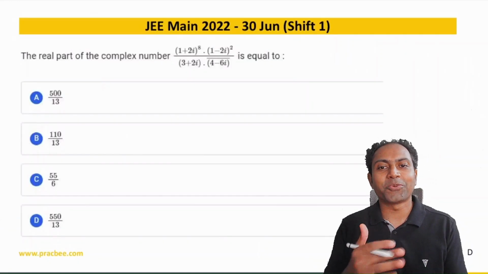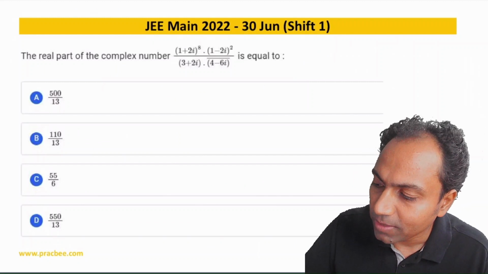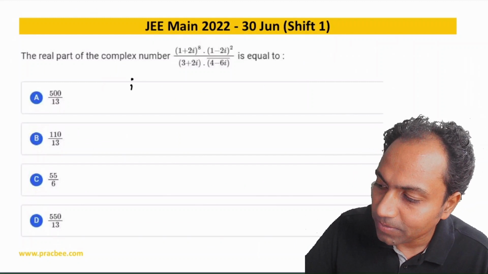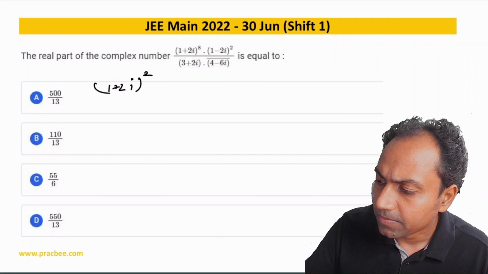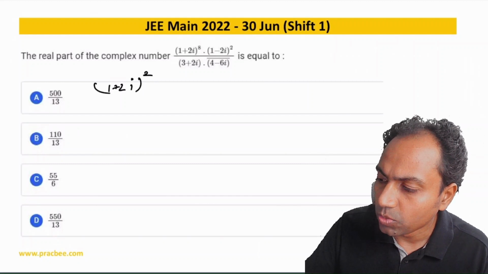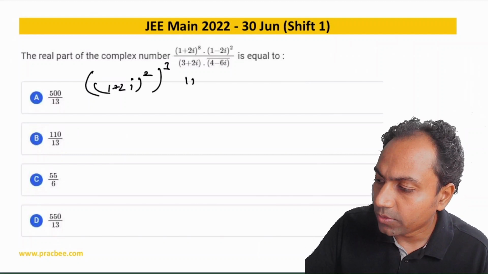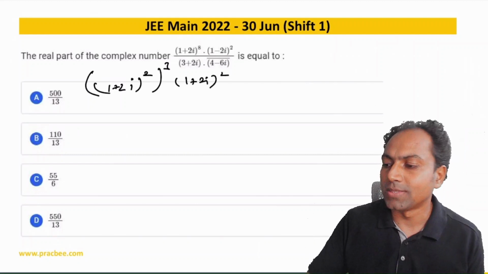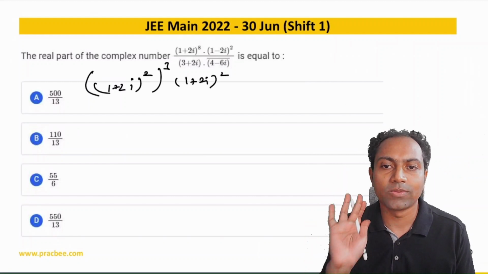Now let us look into another problem that came in JEE Mains 2022. In this problem, you can see there is one part in the numerator, that is (1 plus 2i) raised to the power 8. So I'm writing this as (1 plus 2i) raised to the power 2, whole cube, into (1 plus 2i) whole square. So you can see that I have separated the (1 plus 2i) raised to the power 8 into 6 plus 2, that is 8.